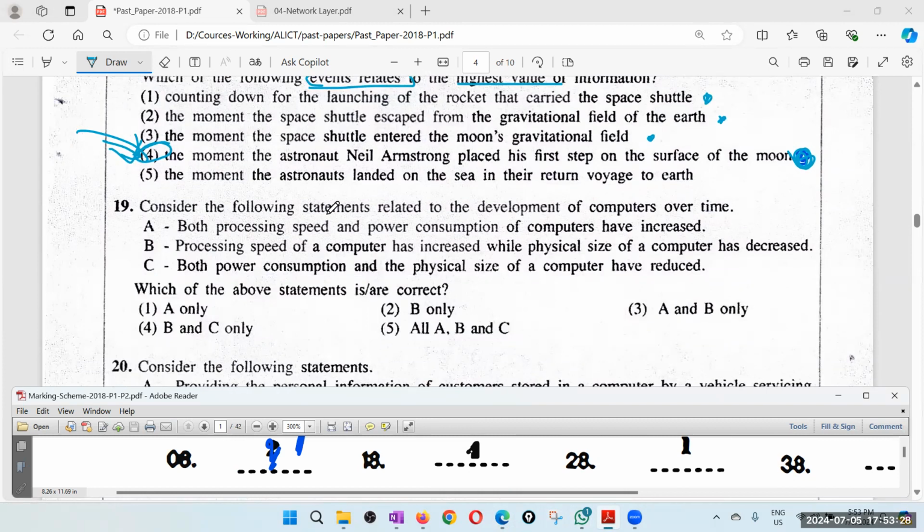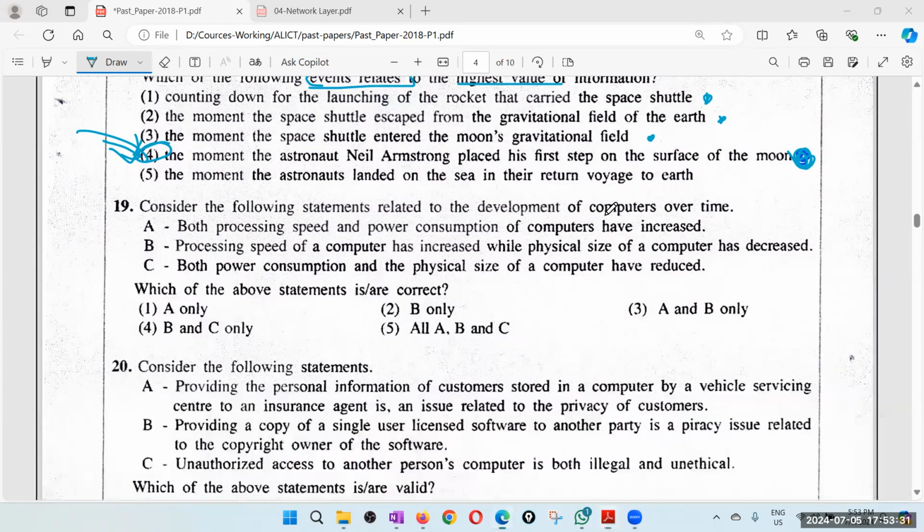19th. Consider the following statement related to development of computers over time. Which of the above statements is correct? Both processing speed and power consumption of the computer have increased. In a way, yes. Right? Processing speed, definitely yes. But when we do more and more processing, usually we need more and more power. But we try to reduce it. So therefore, in a way, it's a little bit of a debatable answer as well. So yes, it has increased, but at the same time, we try our best to reduce it also. But in general, I feel like the power consumption is also getting high. Okay.